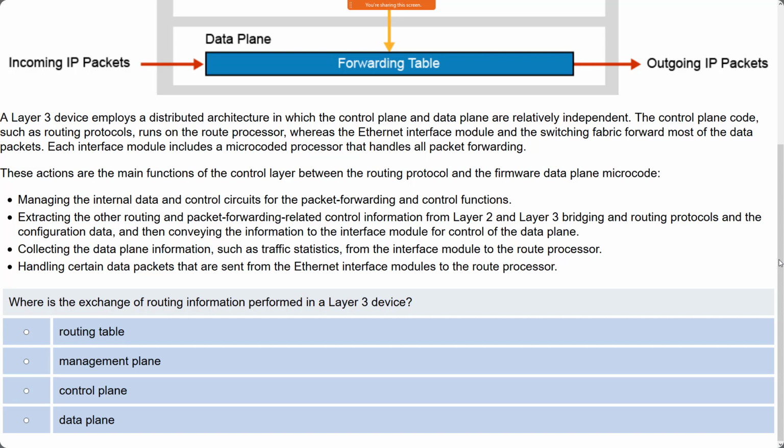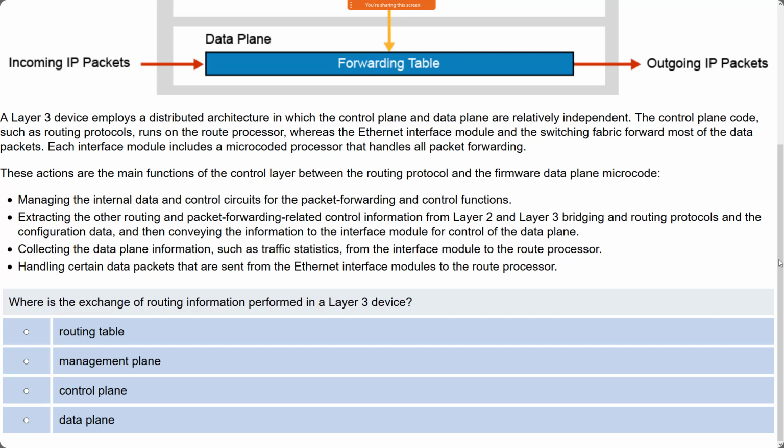All right. Now, there are specific actions that are the main function of the control layer and the function of the data plane microcode that exists within that data plane itself. The 4 bullet points there: managing the internal data and control circuits for the packet forwarding and control functions. That would be a function of the control plane. Extracting the other routing and packet forwarding related control information from layer 2 and layer 3 bridging information, routing protocols and the configuration data, and then conveying that information to the interface module for the control of the data plane.